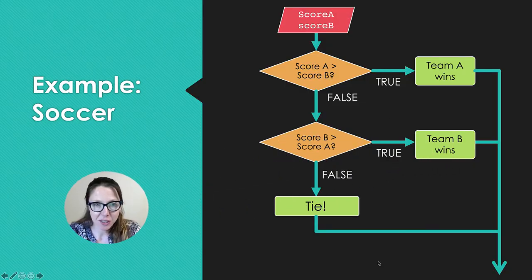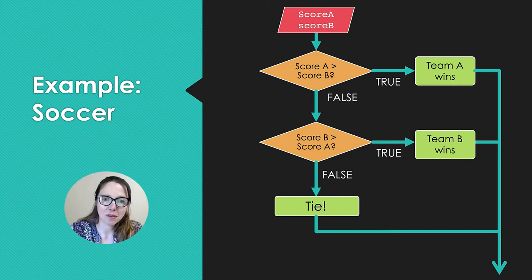So let's look at a much simpler example of soccer. We have a game where we have as input a score A and a score B from two teams. If score A is greater than score B, we're going to want to say that team A wins. They scored more points. Otherwise, following the false branch, we want to check if score B is greater than score A. If that's true, team B wins. Otherwise, it was a tie, because the only way to arrive at this path is if score A is equal to score B. We can see that we always end up down in the same location following along in the program once this if, else if, else statement ends.